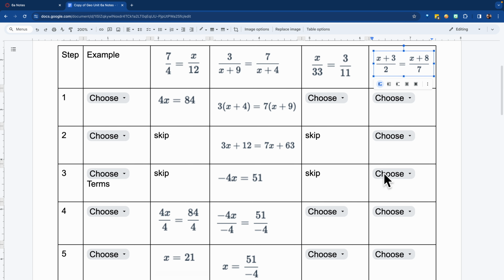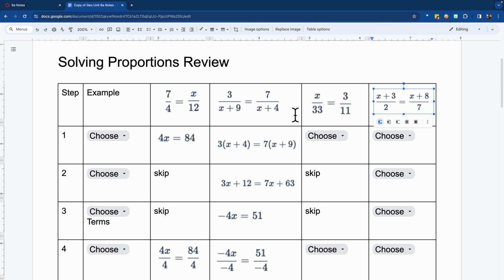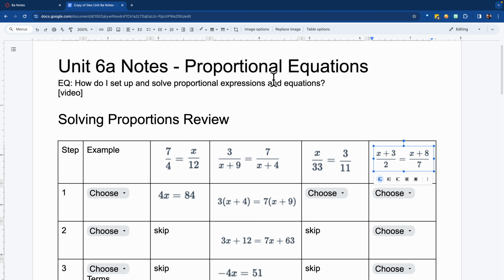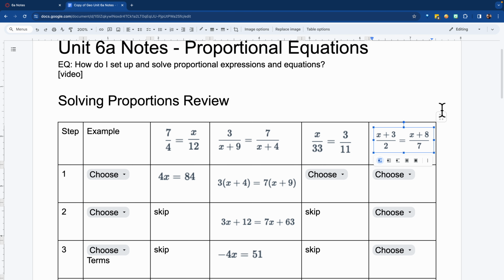Hello and welcome. We are going to look at 6A notes, proportional equations. The idea with proportional equations is that you have a fraction equal to a fraction, but we're going to be doing a lot of setup and a lot of solving. Solving means you get that variable all by itself.